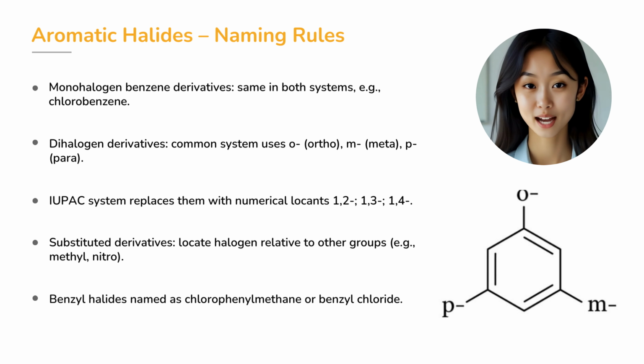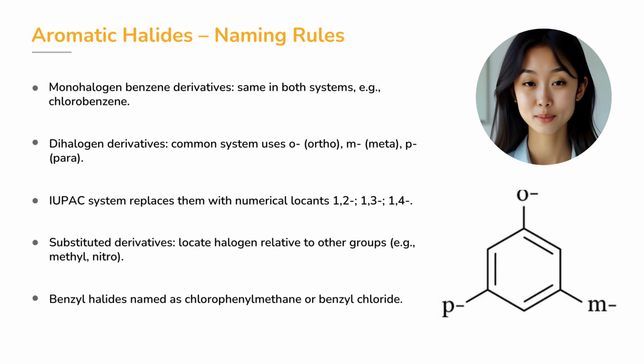Now let's move to aromatic halides. Monohalogen benzene derivatives are easy. Chlorobenzene is the name in both common and IUPAC systems. But when we have two halogens or a halogen plus another group, the difference becomes clear. In common system, we use o for ortho, m for meta, and p for para. For instance, o-chlorotoluene. In IUPAC, the same compound is written as 1-chloro-2-methylbenzene. For dihalogen derivatives, instead of ortho, meta, and para, IUPAC always uses numbers like 1,2, 1,3, and 1,4.